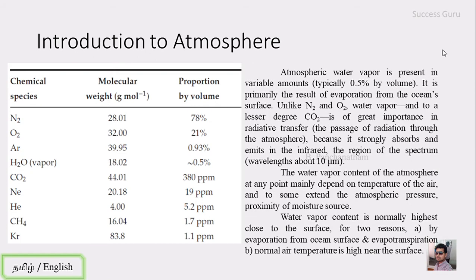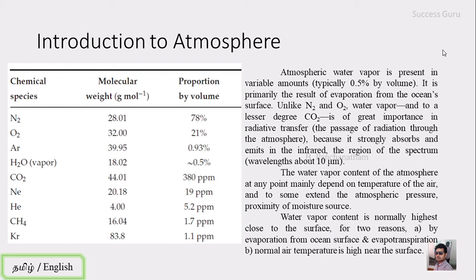The atmospheric water vapor is present in a variable amount. For example, the range is somewhere from near 0.5 percent to approximately 5 percent by volume, and it is primarily the result of evaporation from the ocean surface. As you know, the Earth is covered by ocean, more than 70%, right? And unlike N2 and O2, water vapor, and to a lesser degree CO2, is of great importance in radiative transfer. What is radiative transfer? The passage of radiation through the atmosphere is called radiative transfer, because of the strong absorption and emission in the infrared range, somewhere near 10 micrometers.